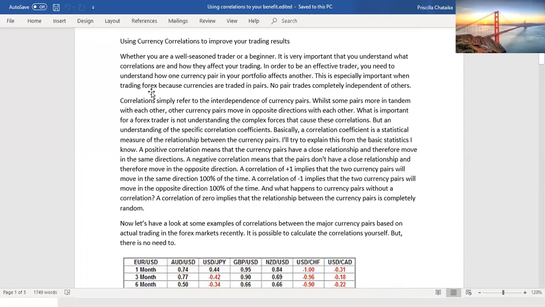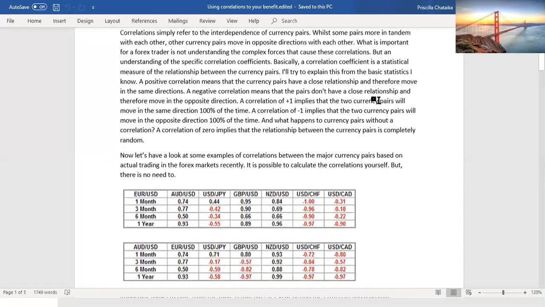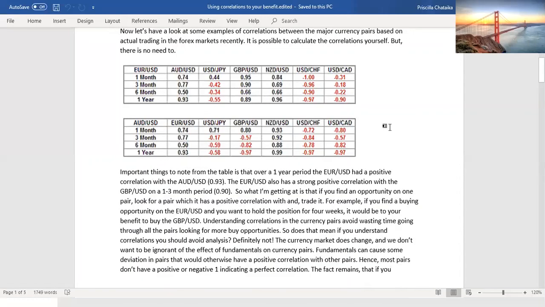So no pairs trade completely independent of others. This was the article I wrote, I think, in like second year, 2017, when I started trading. So what it essentially does on this list is that you don't want to be trading against yourself, right? And what does that mean? It means that there's certain pairs that are positively correlated to each other.